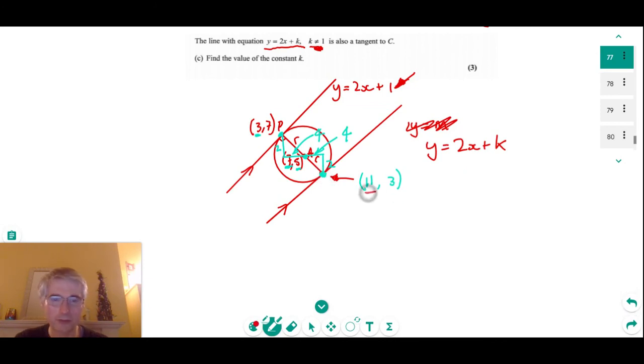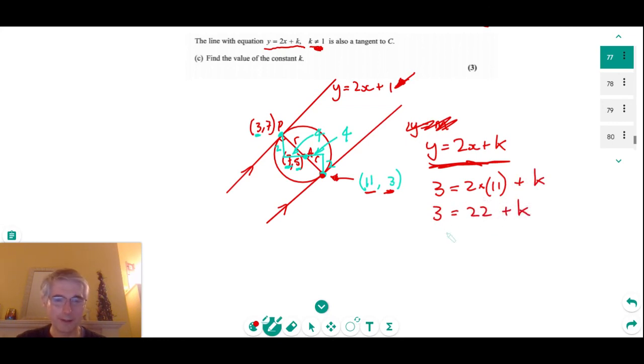We can now substitute these two values of this intersection point into this, and that should find us the value of k. So we're going to have 3, being the y value, equal to 2 times 11, being the x value, plus k. So we get 3 equals 22 plus k, and if we rearrange that, k is equal to 3 minus 22, which means that k must be minus 19, and that's it.